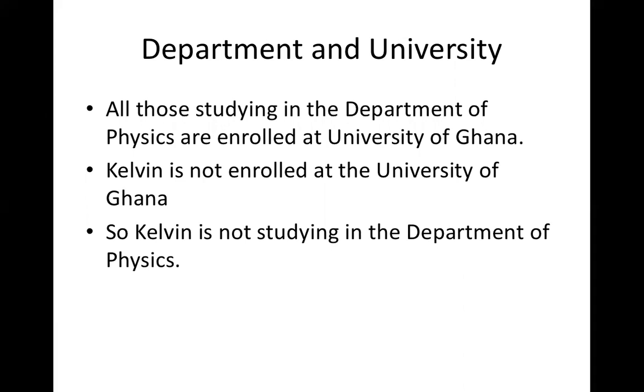So what happens to the whole debate? By denying that Kevin is enrolled at the University of Ghana, automatically you have denied that Kevin could be at the Department of Physics. So this is an argument that denies the consequent. It's similar to the one that says Peter is not an African, therefore Peter is not a Ghanaian. All those studying in the Department of Physics are enrolled at the University of Ghana.